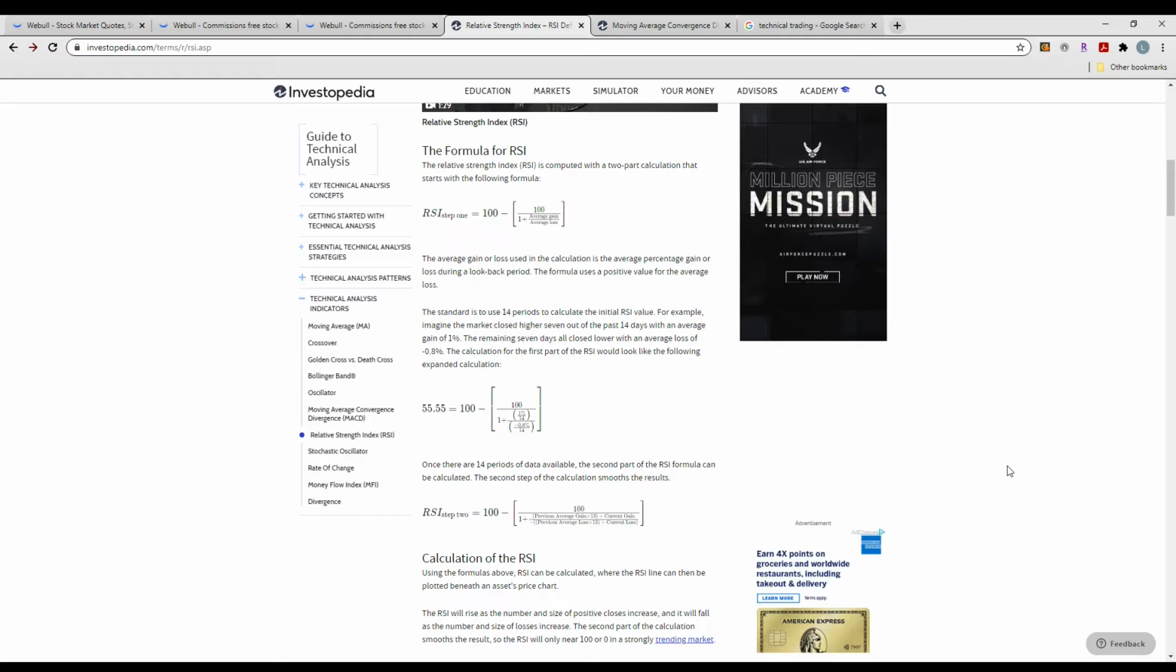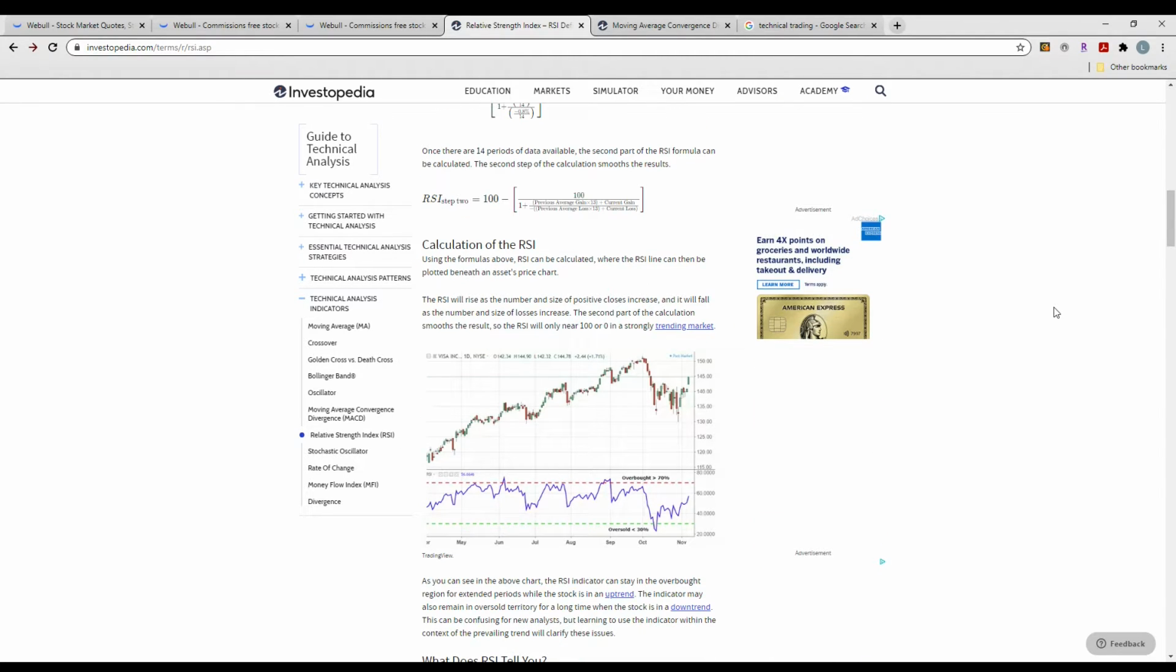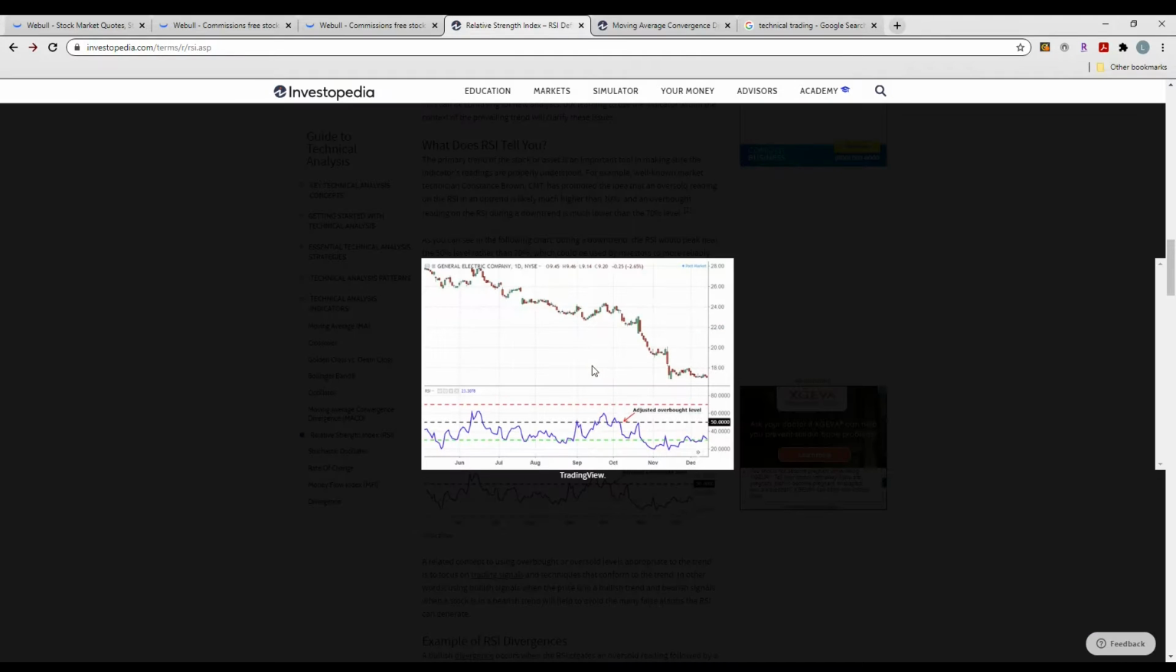So what can we learn about the RSI? Well, sometimes during a downward trend, the RSI will peak at a number lower than 70 for an overbought signal, and sometimes during an uptrend, the RSI will peak at a number higher than 30 for an oversold signal, as you can see here in this old GE chart.